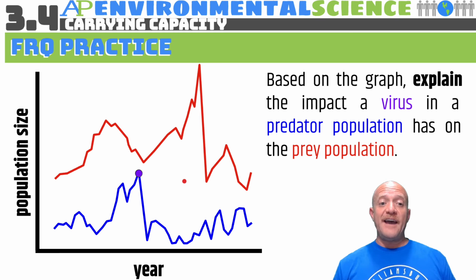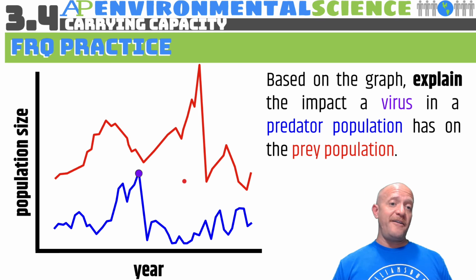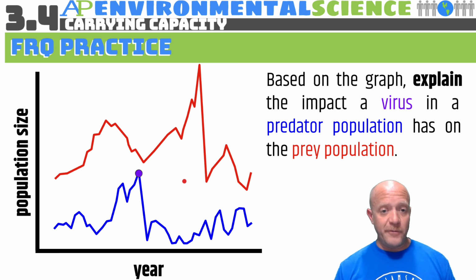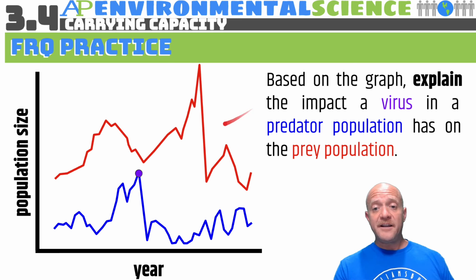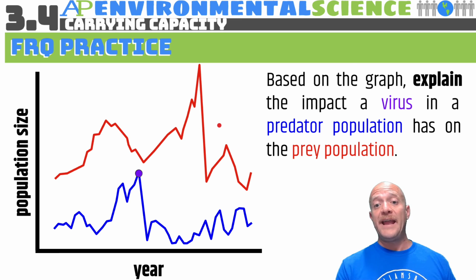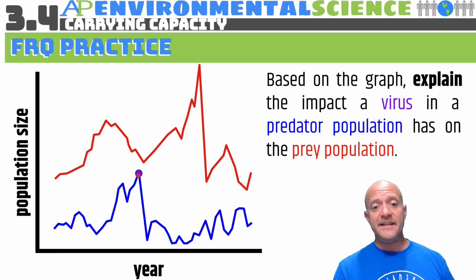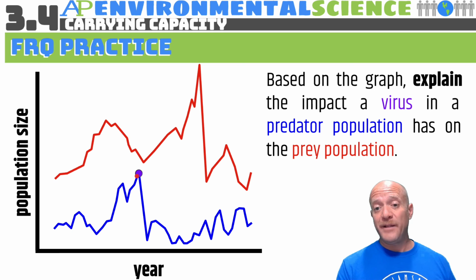So for this FRQ practice, that was very, very quick, very easy, but we have two graphs. We have the predator in blue, we have the prey in red. So based on this graph, I want you to explain the impact that a virus in the predator population has on the prey population. Again, explain the impact that this virus in the predator population has on the prey population.